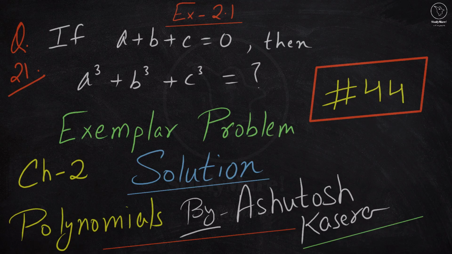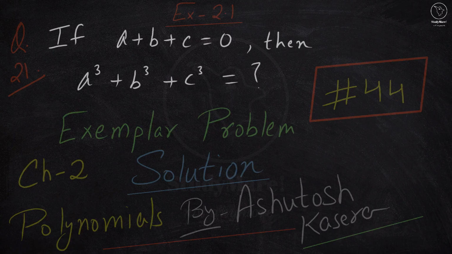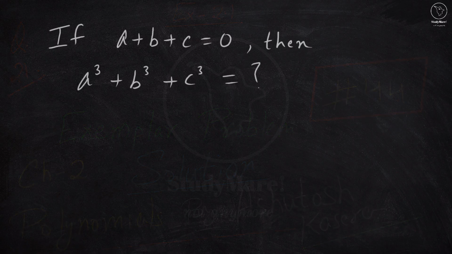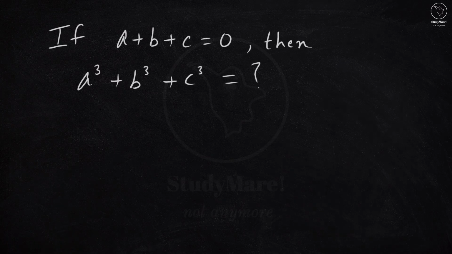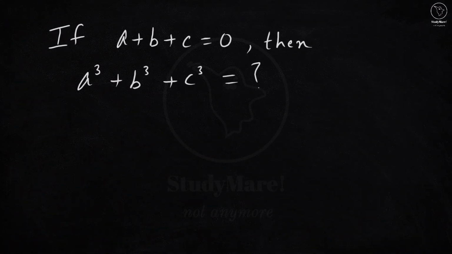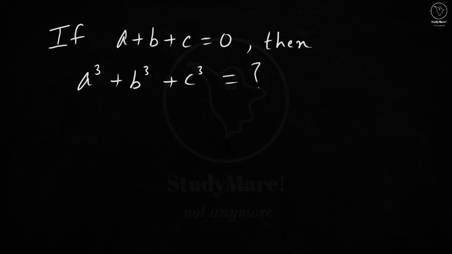If a plus b plus c is equal to 0, then what is the value of a cube plus b cube plus c cube? In order to solve this question, you must know the identity where we have a cube plus b cube plus c cube.